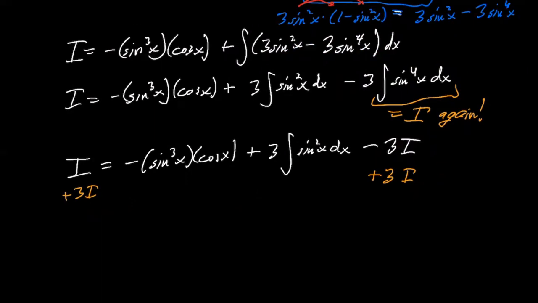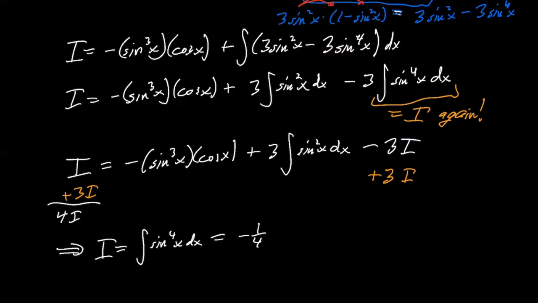I'm going to be a little lazy and just say, well, we get a 4I, and then we're going to divide by 4 on both sides. So at the end of the day, we're going to get I, which is the integral of sine to the 4th of x, is equal to, so we're going to have minus a quarter, because we divided by that 4, sine cubed x times cosine x plus 3/4. I'm sorry, minus. Oh no, plus. Oh geez, okay. Gotta be careful. Plus 3/4 integral.